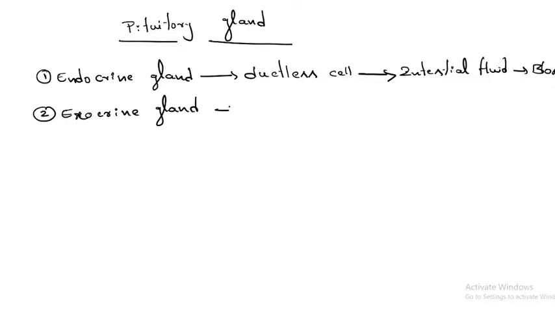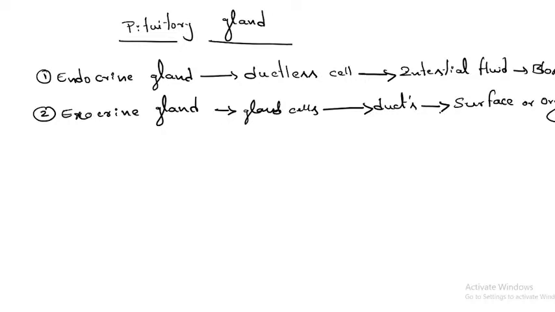But in exocrine glands, the gland cells pass into ducts, to the surface or to organs. An example of this is sweat glands, etc.